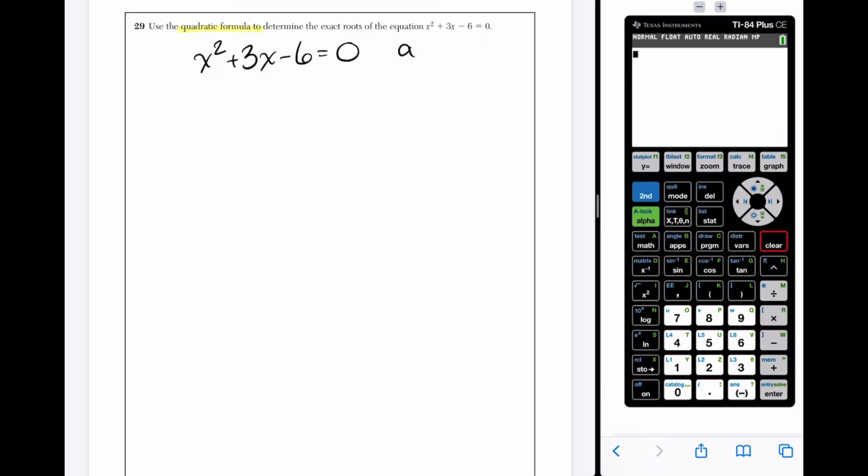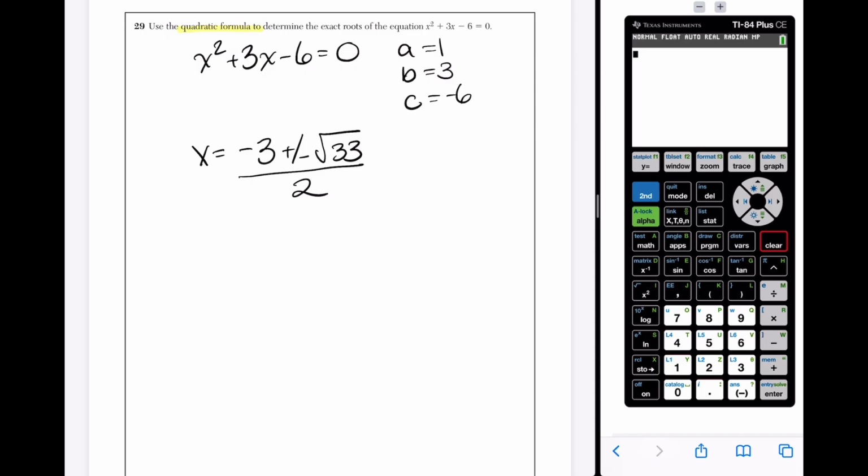And I like to start by just recognizing my A, B, and C terms. So again, here's our A, here's our B, here's our C, because we have ax squared plus bx plus c form. And now with that, I know my A is equal to 1, my B is positive 3, and my C is negative 6. So your final answer should be x is equal to negative 3 plus or minus square root 33 over 2. So you can have this as your final answer and leave it there.